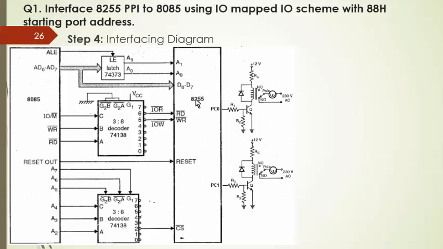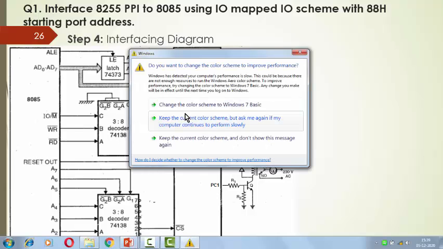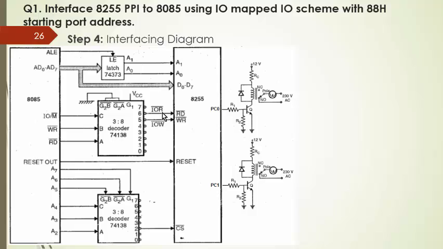Now we will see the interfacing diagram. So this is the complete interfacing diagram. The interfacing diagram that we have discussed in the last slide is the same. So here at the left hand side is 8085, and this is your 8255. AD0 to AD7 is connected to the latch. Address lines A0 and A1 are connected to A0 and A1 of 8255.